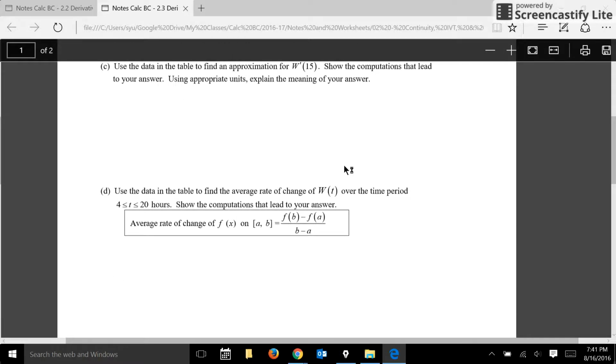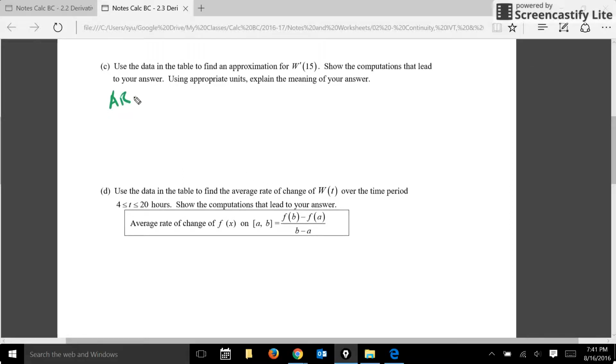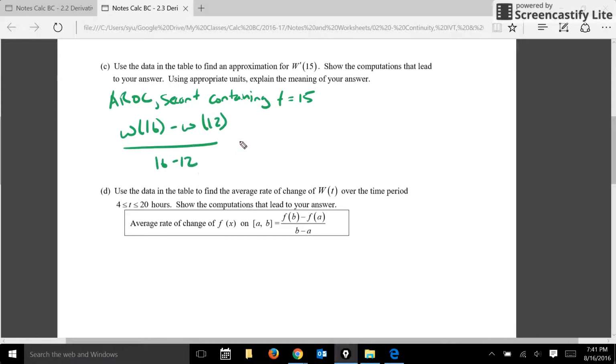So I can use these numbers to approximate what's going to happen at 15. This is an application of where we need to find average rate of change. Essentially, I need to find my AROC, or my secant line containing t equals 15. I can do that by using what I have, which is 16 and 12. And that's good enough. And so we get 37 over 4, and this is gallons per hour. Our time's on the bottom, gallons are on top.